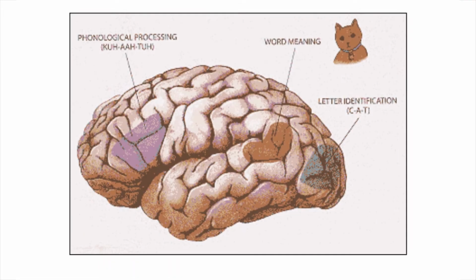Now I've got a couple pictures I want to show you that talk about this, and the brain research just reinforces exactly what I've been talking about. So here's a picture of the brain. What this is illustrating, let's say we're teaching the word cat to the child. This is the back of the brain. This is where the visual information is stored. So letter identification, C-A-T, the letter C, the letter A, the letter T, is stored back here in the visual center of the brain. This part of the brain is part of the language cortex, and this is the part of the brain where the meaning of the word is stored.